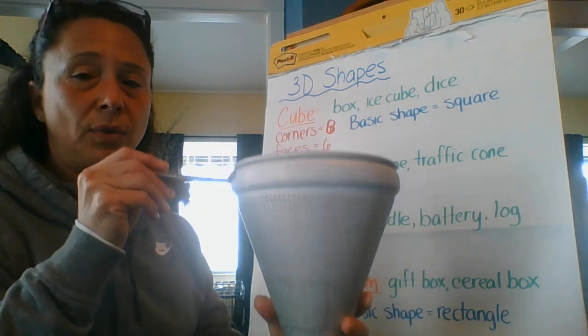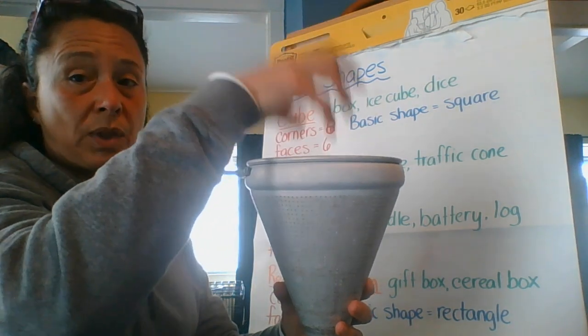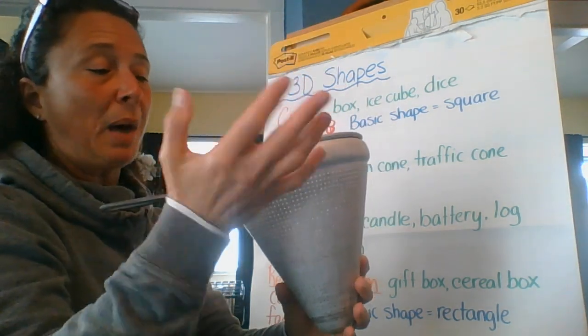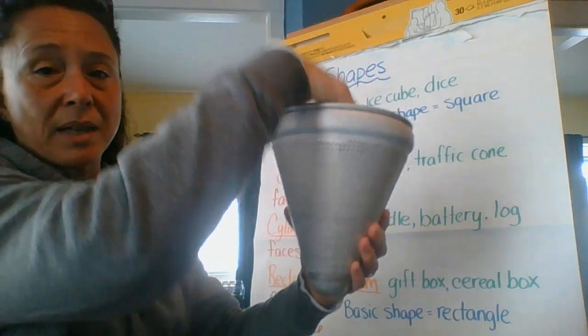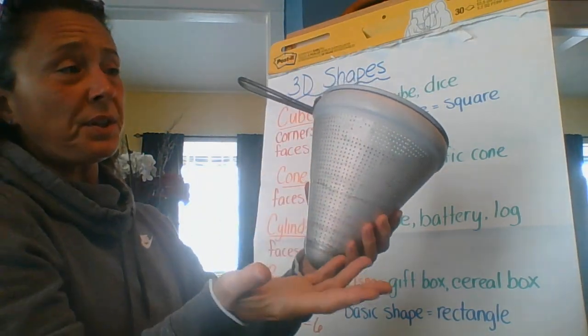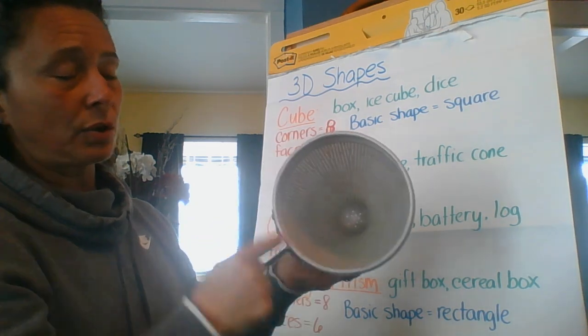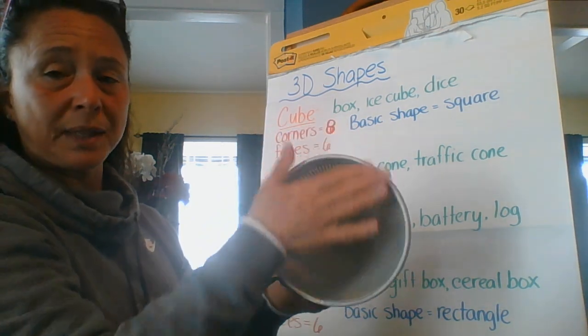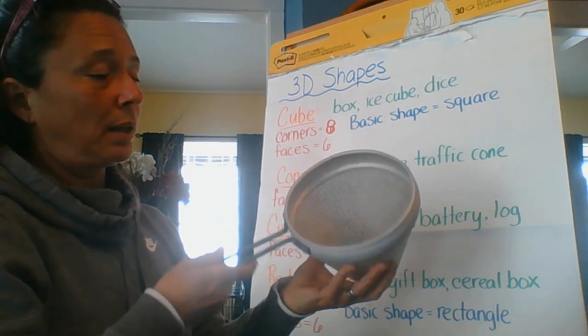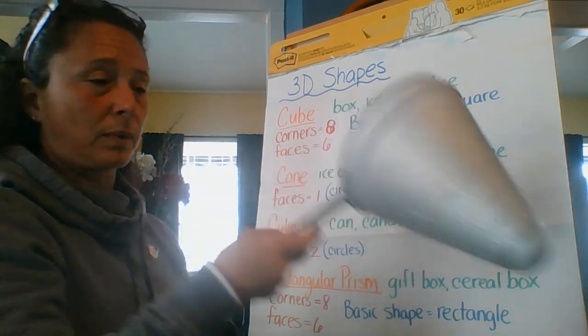This is a sieve, where you put things that have water in it, like pasta, and you can drain the water out and the pasta stays in the sieve. This sieve actually is shaped like a cone. The basic shape is a circle. So this would be its face, okay? And this is your cone, right?